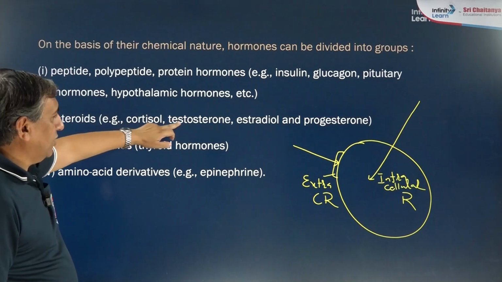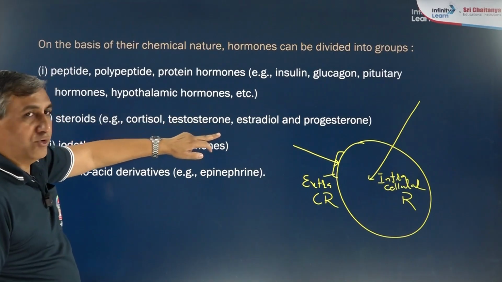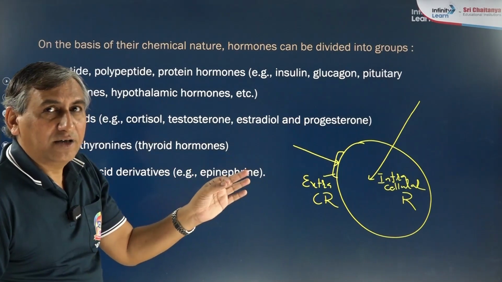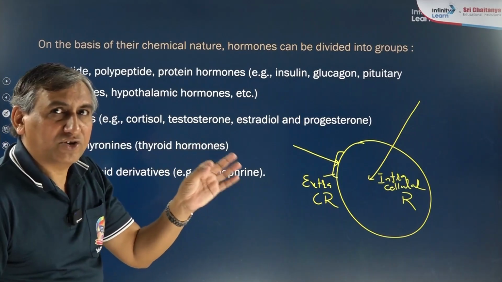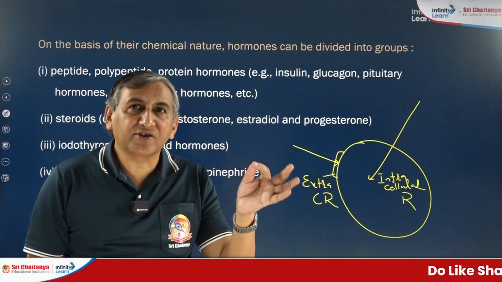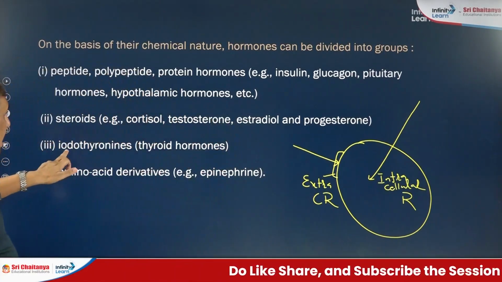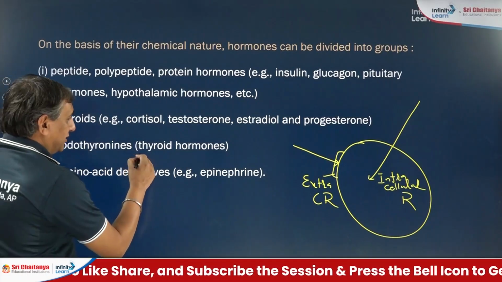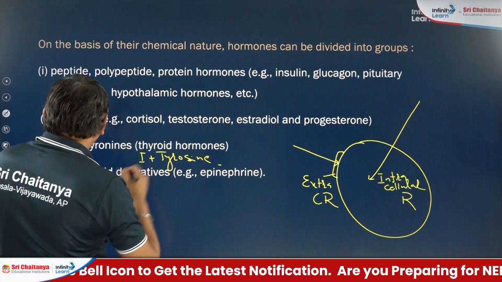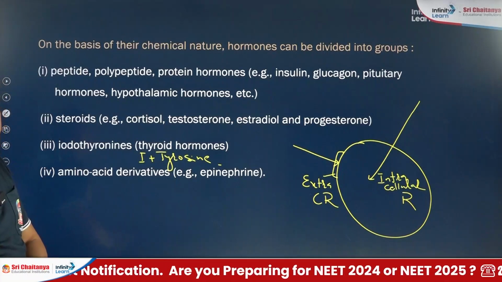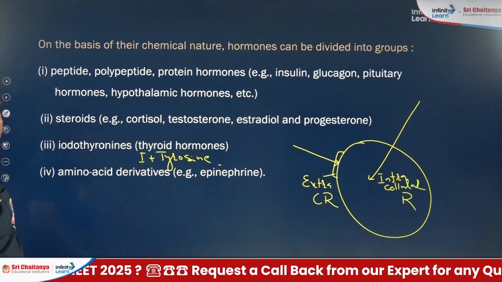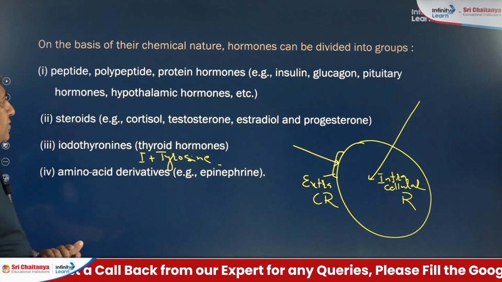Steroid hormones: cortisol, testosterone, estradiol, progesterone. All the hormones which are secreted by the adrenal cortex are steroid in nature. Most of the gonadal hormones are steroid in nature. Iodothyronine, it means iodine plus tyrosine. This is another group. Amino acid derivatives like epinephrine and norepinephrine. So on the basis of chemical composition, there are 4 types.